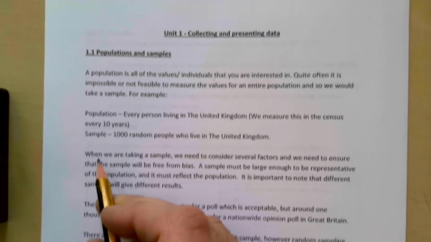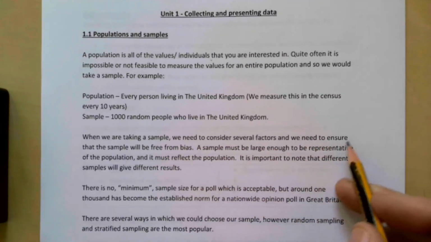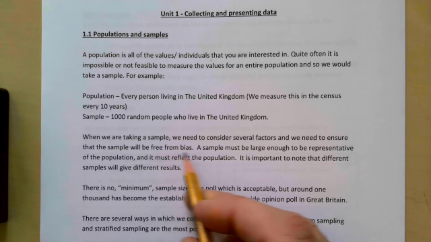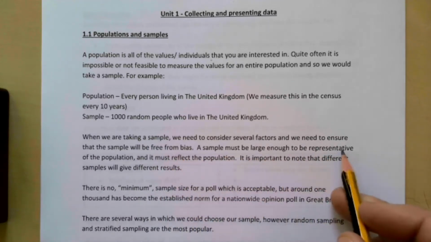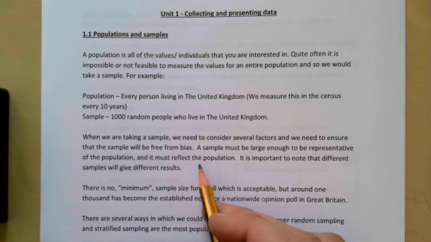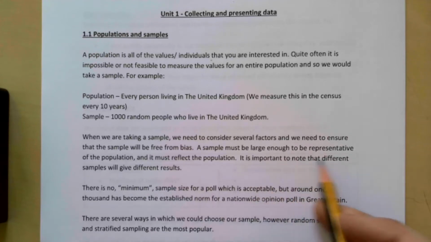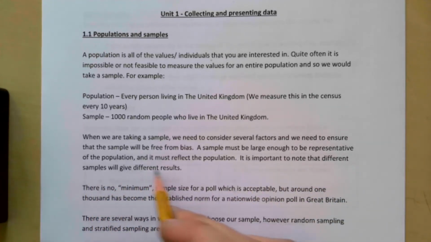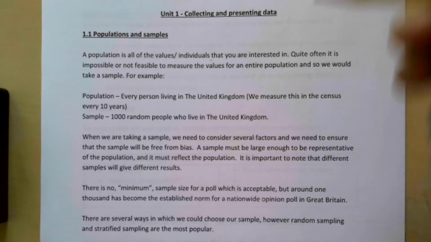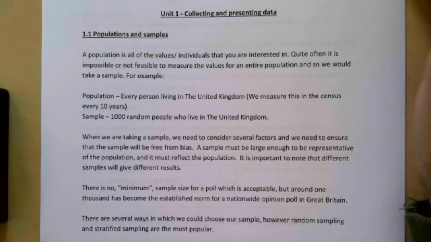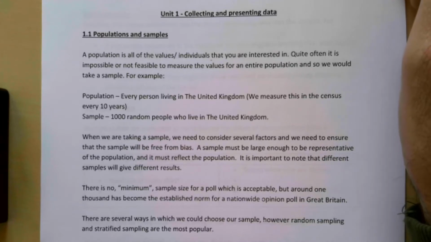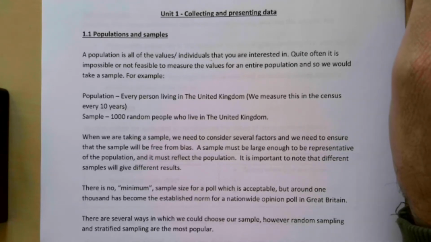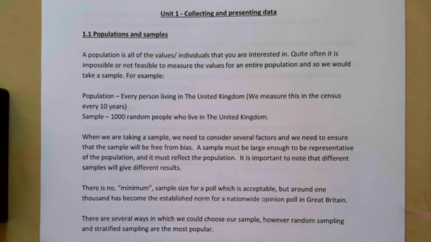When we're taking a sample, we need to consider several factors, and we need to ensure that the sample will be free from bias. A sample must be large enough to be representative of the population. It must reflect the population. It is important to note that different samples will give different results. For example, in a year 13 maths class, if I want to take a sample of all year 13s, a maths class mightn't be a good representation because those are all people who do maths. So you just need to be careful to get a good kind of thing that does reflect the population.